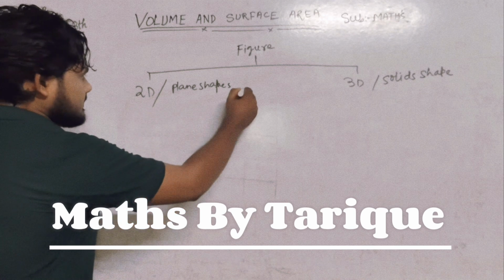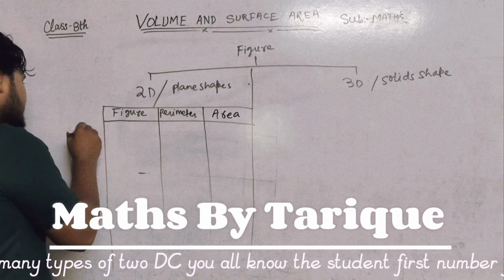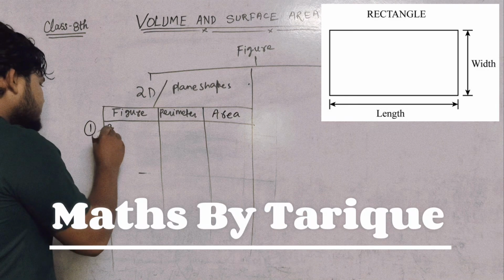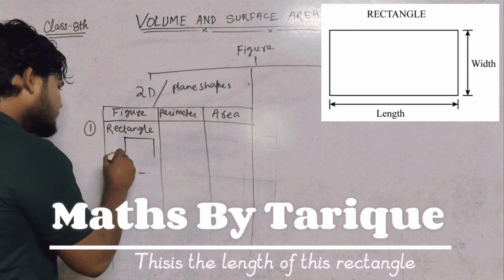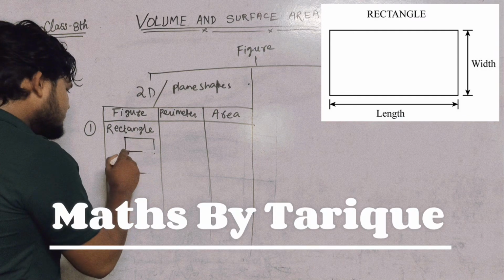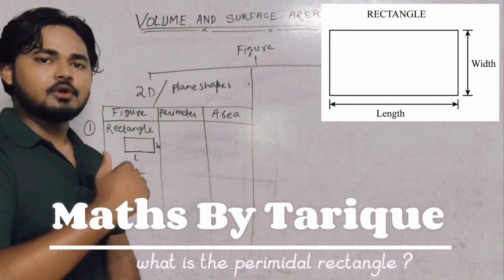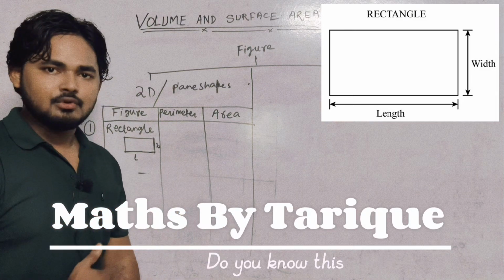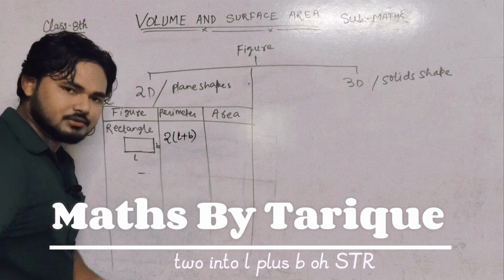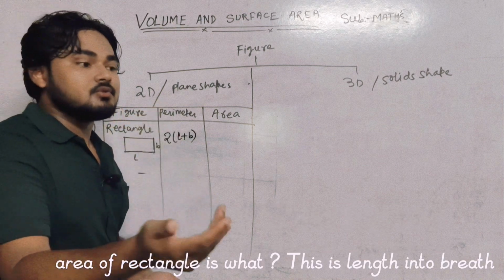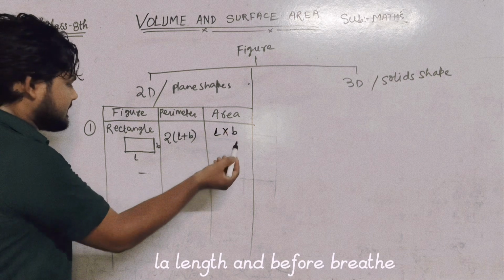There are many types of 2D shape, you all know. Student, the first figure is the rectangle. A rectangle looks just like this. This is the length of this rectangle and this is the breadth of it. What is the perimeter of a rectangle? Do you know this? Perimeter of rectangle is 2 into (L plus B). Now student, the area of a rectangle is what? This is length into breadth. L for length and B for breadth.